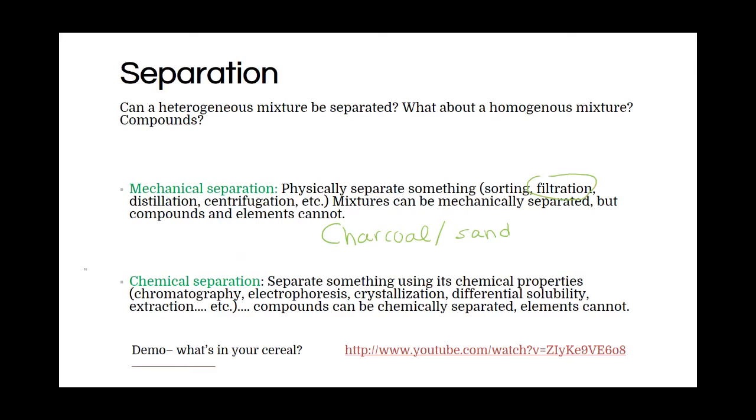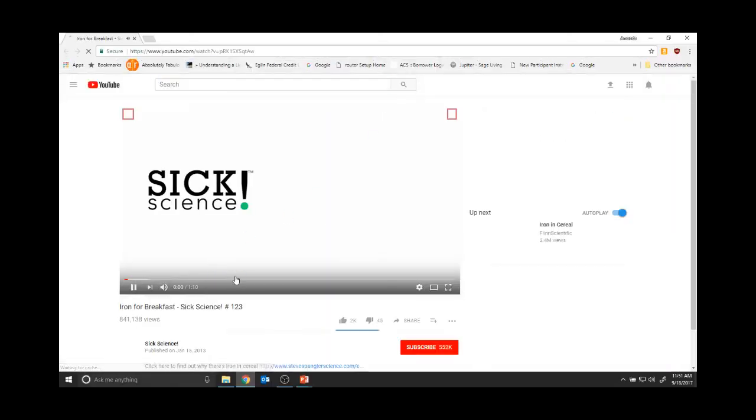If I have a pure substance, like a pure compound in particular, you have to use chemical separation in order to separate that. Okay, so I'm going to show you this video. Hopefully it's going to work here in our stream. This video is an example of chemical separation.